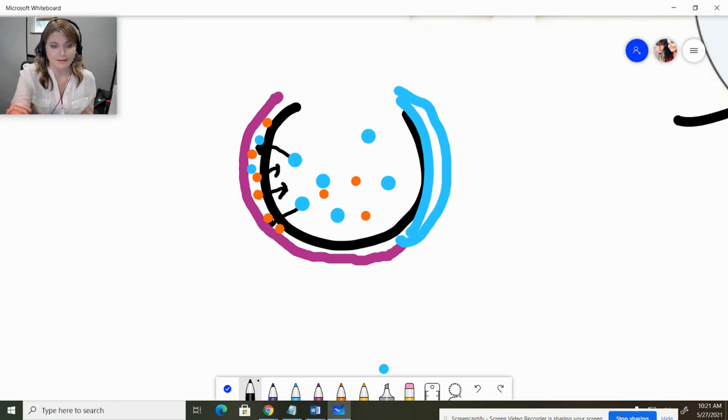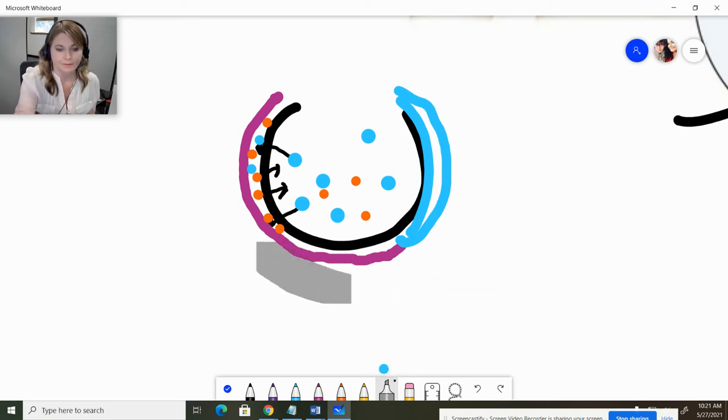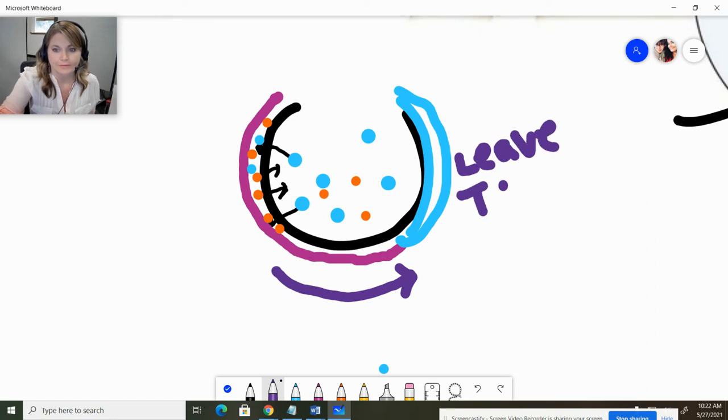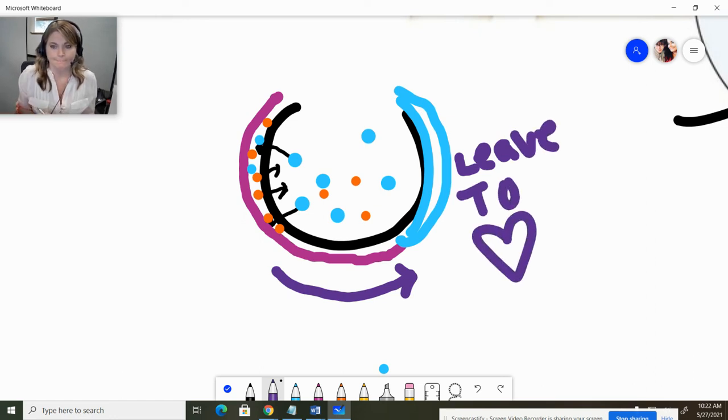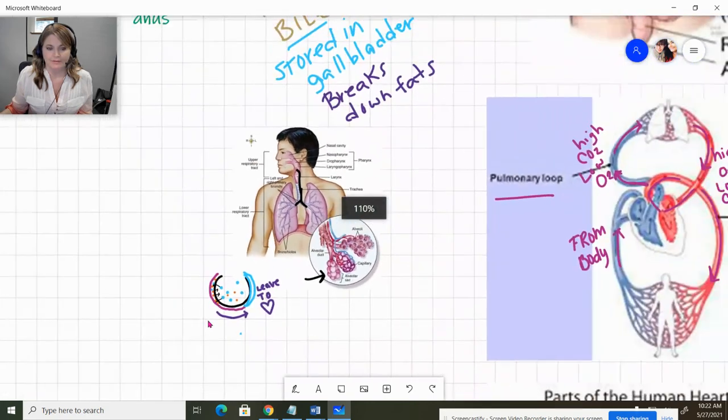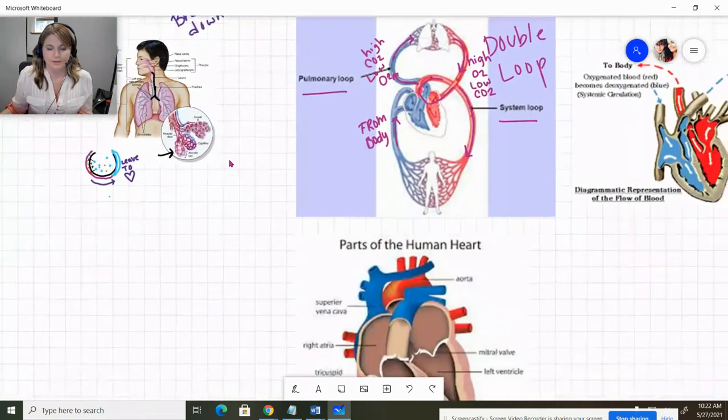So then as the blood continues to flow through this loop, it becomes more oxygenated and has less carbon dioxide. This part here will leave back to the heart. Okay, going back to the heart. So that gives you an idea of how that happens at the smaller level through the alveoli.